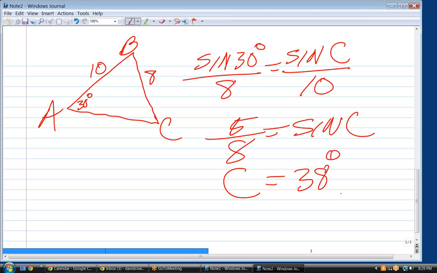What's the supplementary angle that's also possible? 142, right? Now, we check by adding 142 to 30. That's less than 180. That means we can have two different triangles. I could draw this triangle, and I'm going to draw it both ways.